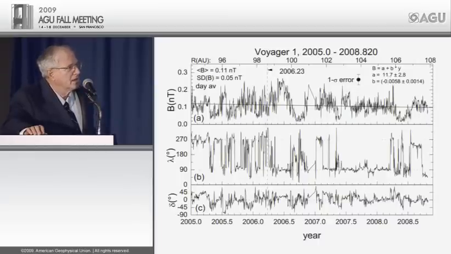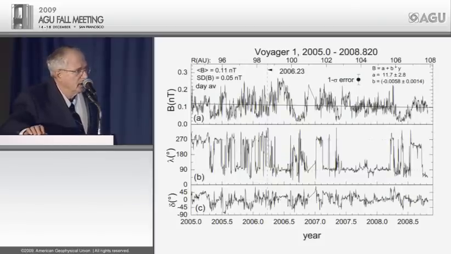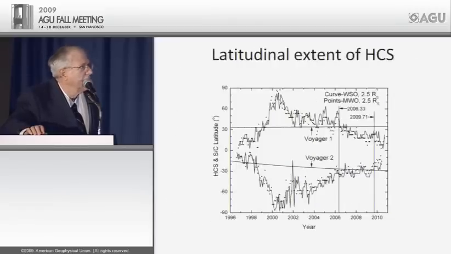But since I have this slide showing the angles, I want to digress a moment to show the azimuthal angle of the magnetic field as a function of time. You can see a sector pattern over here, but around 2006.23 or so, you start to see basically a unipolar field with some exceptions. And the reason for that is shown in the next slide.